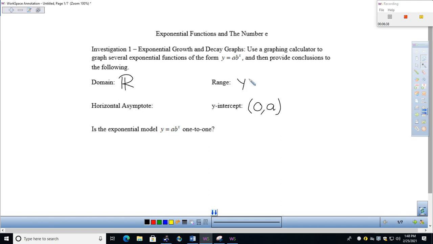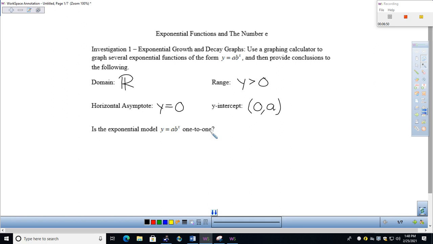So as a result, everybody, that would be our range. No or equals. That's the key for this one, no or equals. Which means we can fill in this piece: there is a horizontal asymptote at y equals 0. So the graph gets infinitely close, but never going to touch or cross. Excellent. Now this last question, is the exponential model y equals a times b to the x 1-to-1?